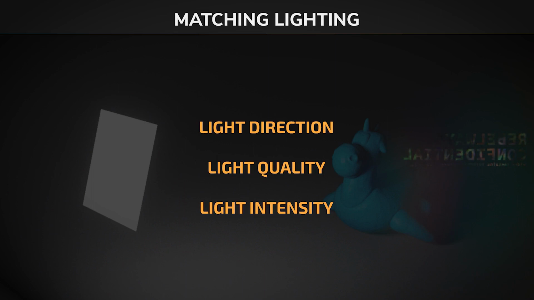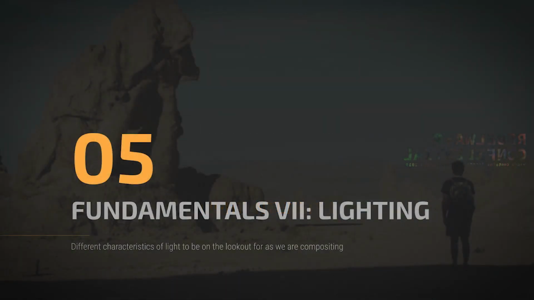Light intensity is probably the easiest, but it still can be tricky if you're trying to make a very overexposed image very dark. And that wraps up our compositing fundamental of lighting.